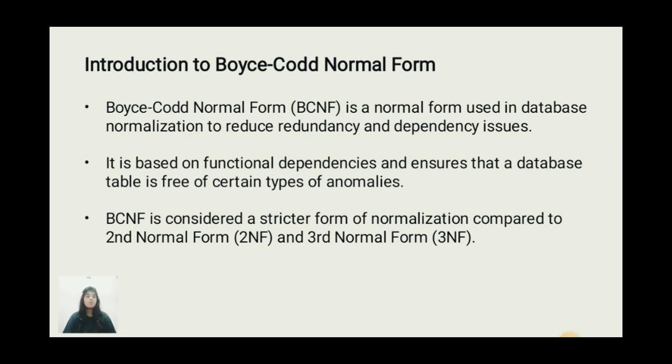Boyce-Codd normal form, BCNF, is a normal form used in database normalization to reduce redundancy and dependency issues. It is based on functional dependencies and ensures that a database table is free of certain types of anomalies. BCNF is considered a stricter form of normalization compared to 2NF, second normal form, or 3NF, third normal form.